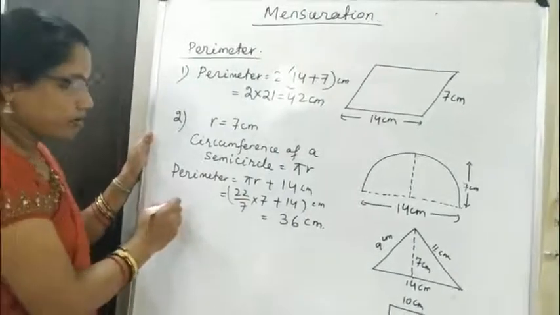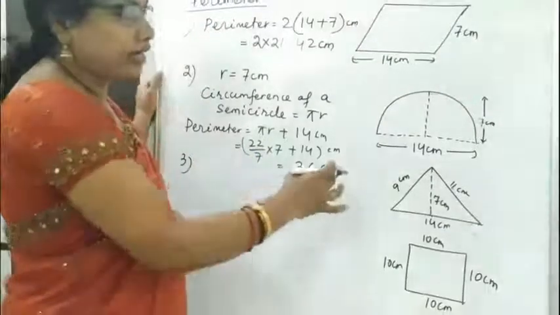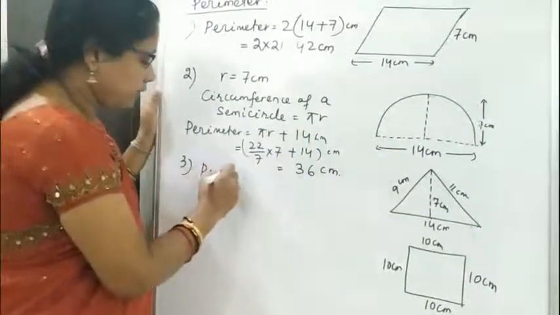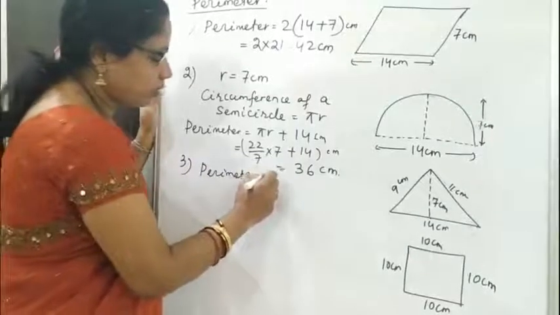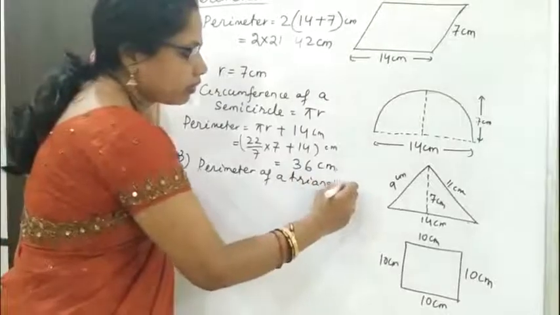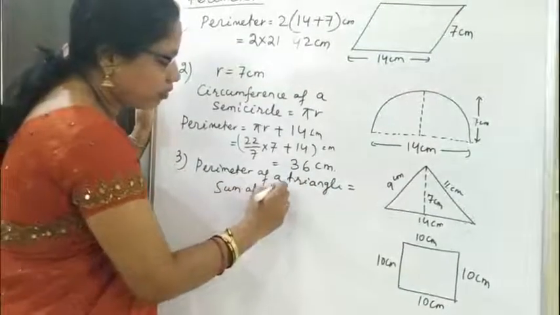So come to the third figure. This is a triangle. The perimeter of a triangle is the sum of all the three sides. So the perimeter of a triangle is equal to the sum of all the sides.